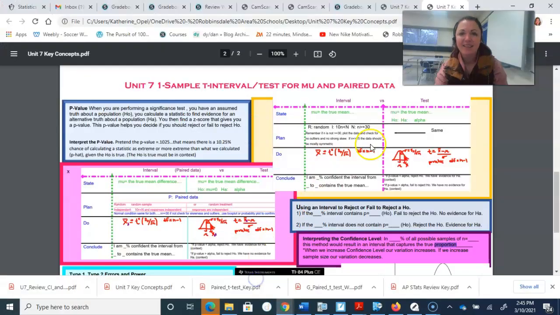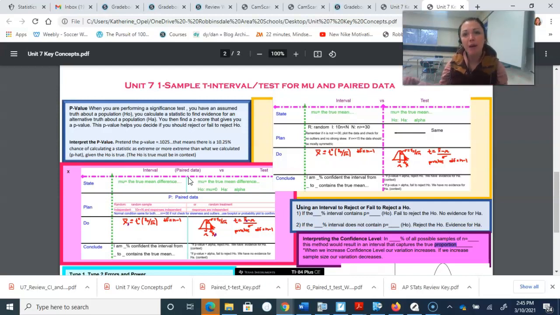Okay, guys. Now what we're going to do is talk about the paired data, okay? In the paired data for the test versus the interval, I'm going to just address them at the same time. Paired data oftentimes happens when we have matched pairs experiments, but not always. It's not limited to that.